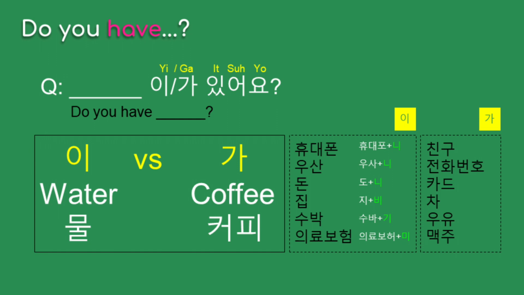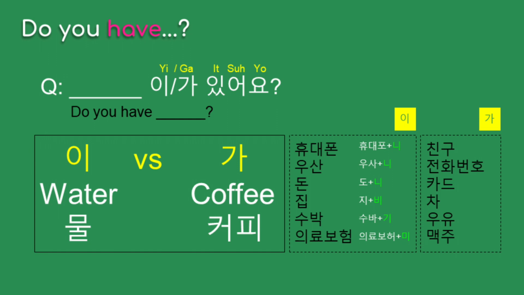But if you do not have 받침, then you're gonna use 가 instead. So 커피가 있어요. It's not 커피 있어요. It sounds a little bit awkward. For me, at least, 커피 있어요. Right? So it's 커피가 있어요. Right? So I have some examples in the box. So let's go to the box in the middle.